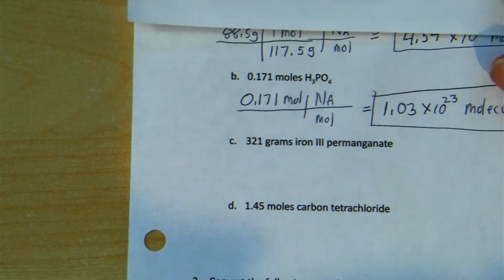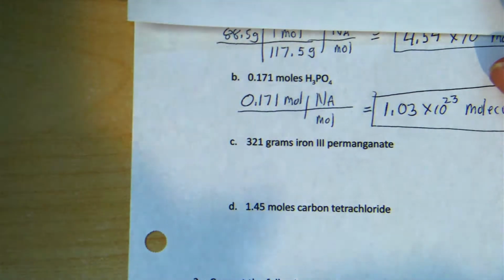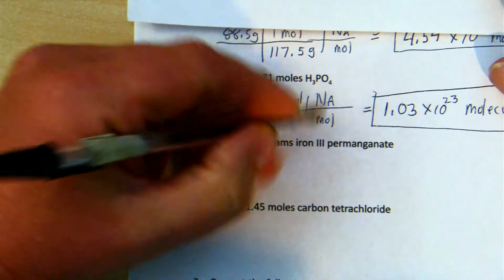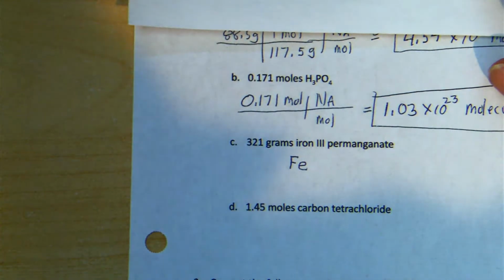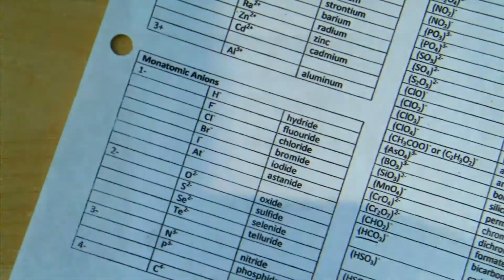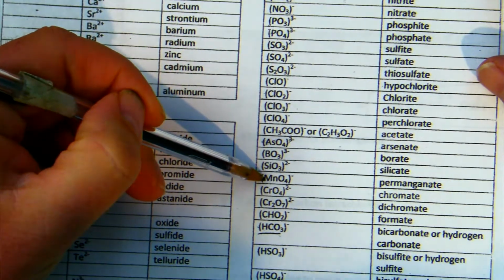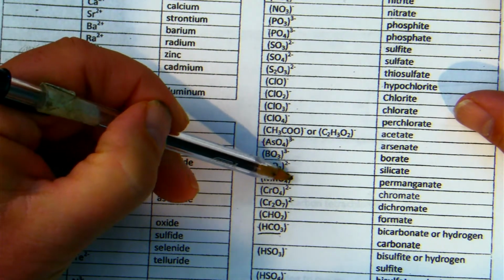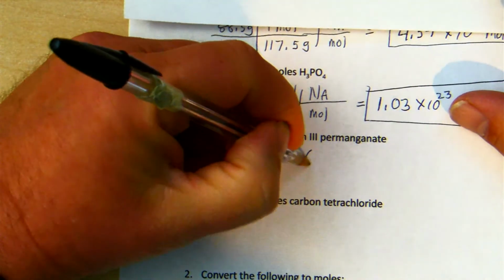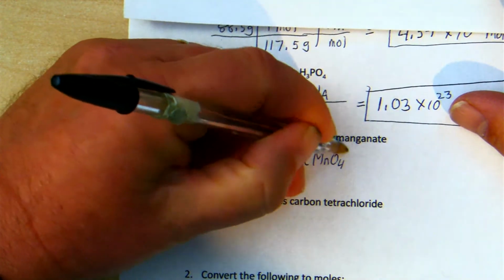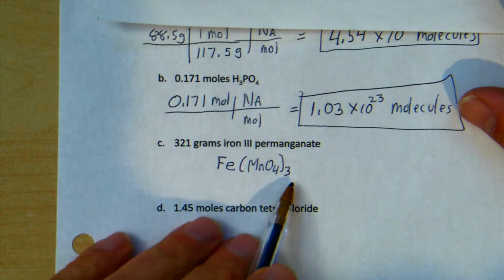Letter C, 321 grams of iron 3 permanganate. Well, this is when we have to first write the formula correctly. So iron with a 3+ charge is teaming up with permanganate, and permanganate has a 1- charge. It's MnO4 with a 1- charge. So I'm going to need 3 permanganates for every iron. So open parentheses, MnO4, close parentheses, subscript 3. That is iron 3 permanganate.